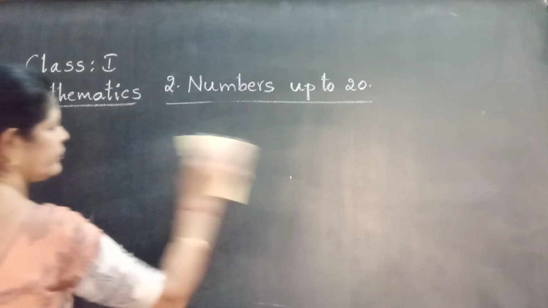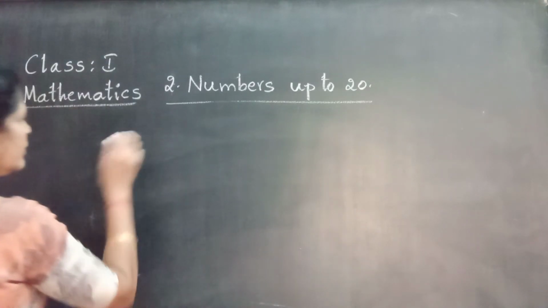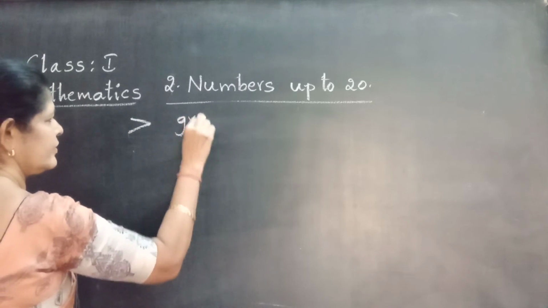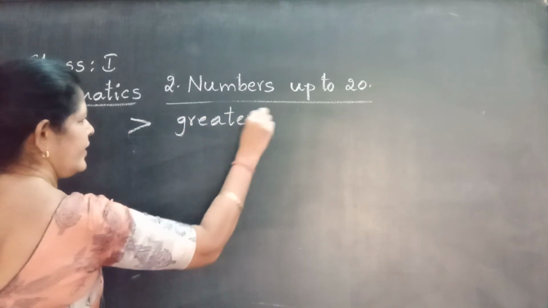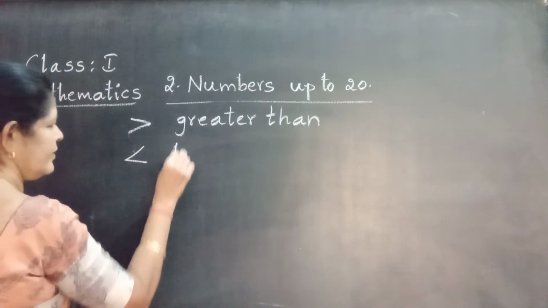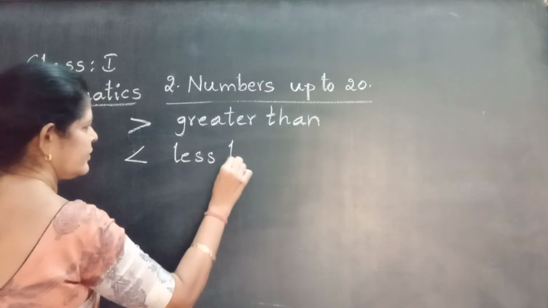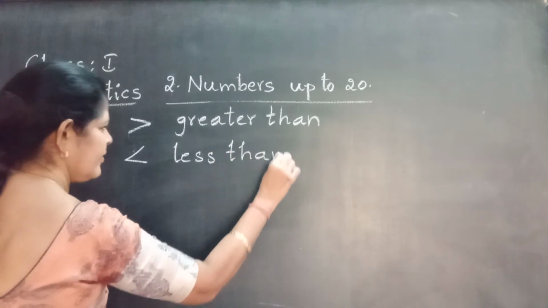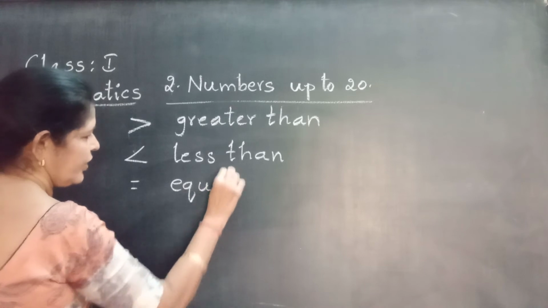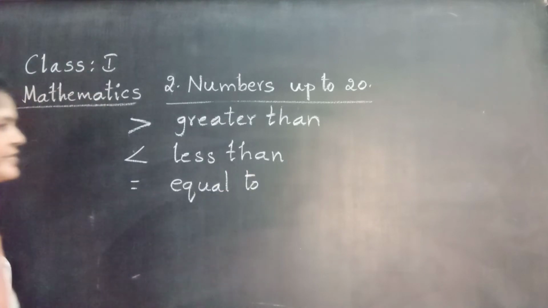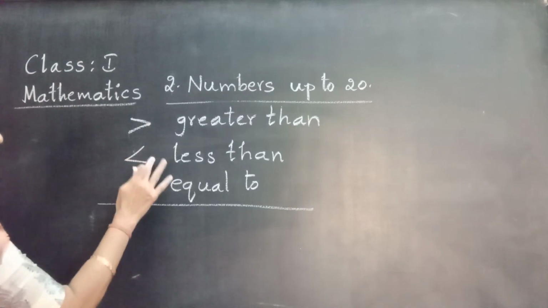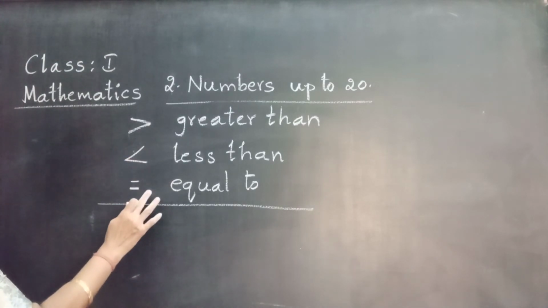Next one. Symbol for greater than. Symbol for less than. What is the third symbol, Nana? Very good. Equal to. We are going to use these symbols with the given numbers. Greater than, less than, equal to.